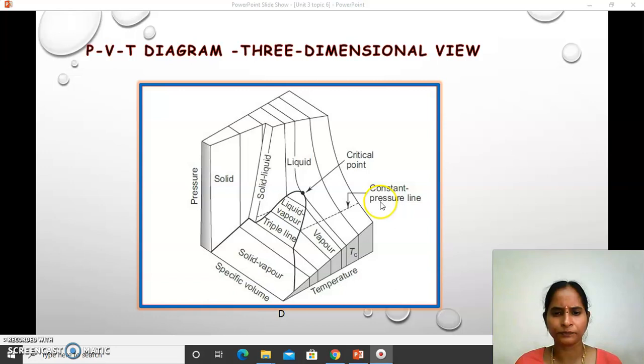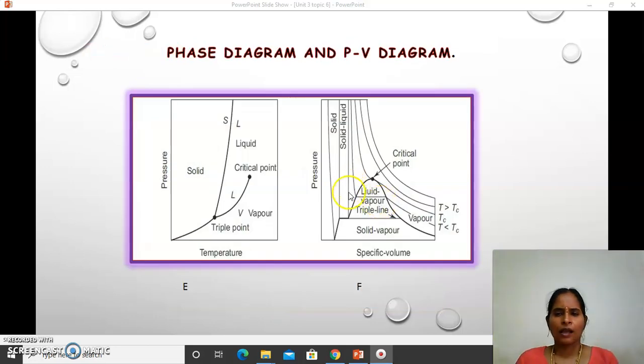Okay, again here are some more enrichment diagrams. I think I have already shown this one and explained everything. This is solid, with only one solid-liquid line due to this peculiar property of water, and this is the vapor phase, this is the solid-vapor phase, and the critical point.